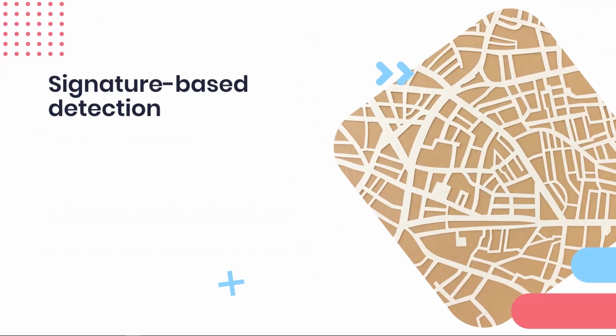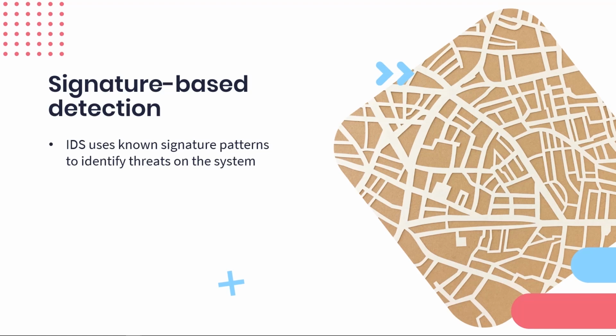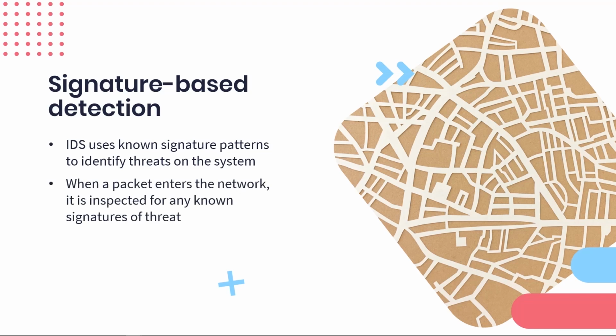Similar to indicators of compromise we referred to in our previous lesson, an IDS uses known signature patterns to identify threats on a system. When a packet enters the network, it is inspected for any known signatures of threat. If no threat is found on the packet, it is sent through, but if there is a threat, it is flagged to the administrator in real time and the traffic is blocked from going through into the network. When malicious traffic is captured and inspected, its signature is recorded on the system so that when the traffic re-enters, the system already knows all about it and can flag it even quicker.